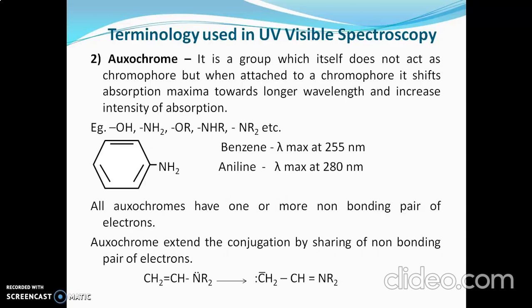And this occurs due to sharing of lone pair of electrons of that nitrogen. And that's why auxochrome increases conjugation. Conjugation means number of double bonds. As the conjugation increases, the lambda max will shift towards higher wavelength, lambda max will increase, as well as the absorption of UV visible radiation will also increase. This is the effect of auxochrome.